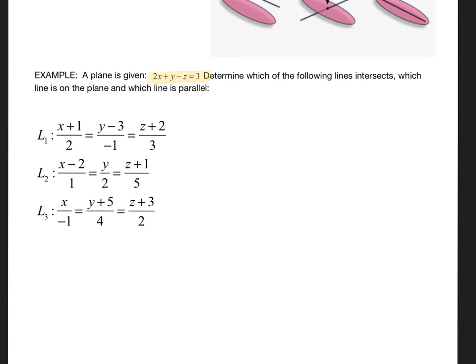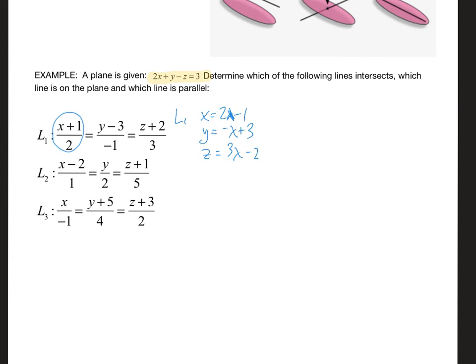So we'll start with line 1. We're going to write line 1 in parametric form. Just a reminder, you did this before. Each of these little pieces equals k, or I'm going to use lambda. So x is equal to 2 lambda minus 1, y is equal to negative lambda plus 3, and z is equal to 3 lambda minus 2.